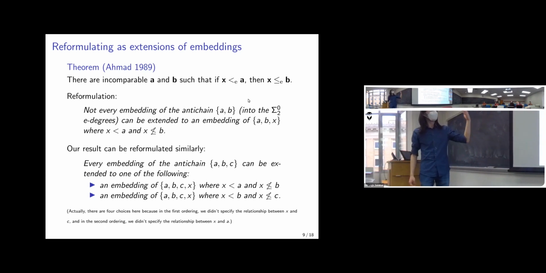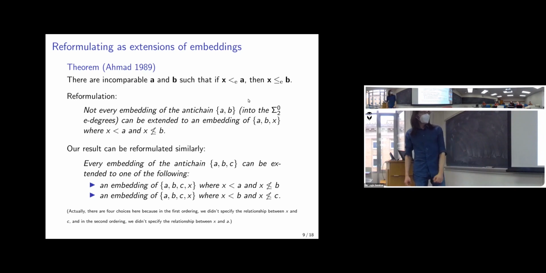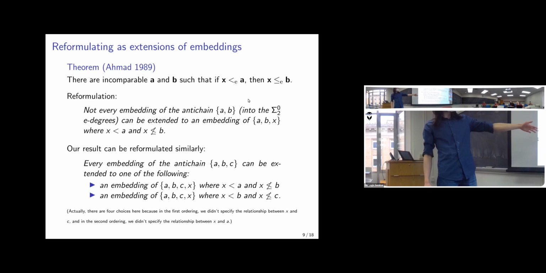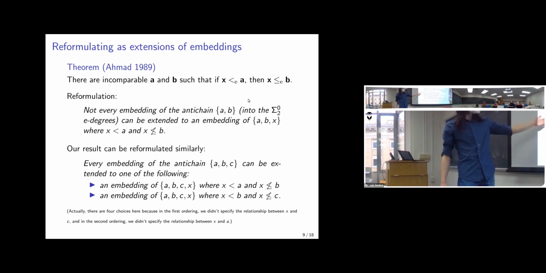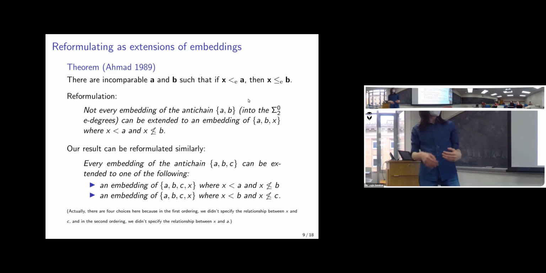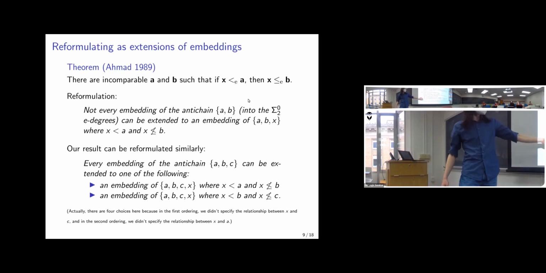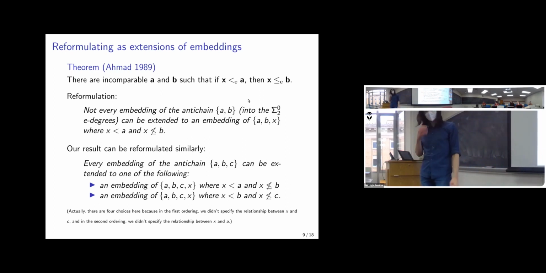Ahmad's theorem says that some embedding fails to extend. Our theorem says that every embedding extends. Notice here that a feature of our result is a disjunction. We are saying that every embedding extends to an embedding of one of these 2, but which embedding you extend to depends on the original embedding of ABC that you're given. For different choices of ABC, maybe you don't succeed in the first one, but you succeed in the second one. So there is some disjunction here.